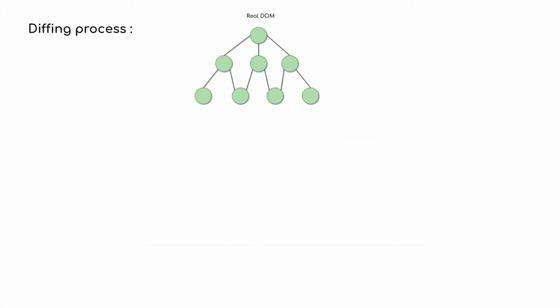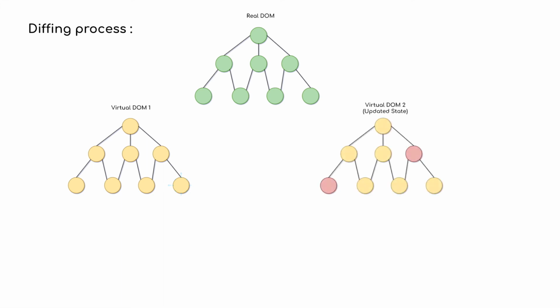In ReactJS, when the UI loads for the first time, a virtual DOM is created in memory along with the real DOM. Obviously, you know that the real DOM is representing the UI in the browser. And now when the user changes the state of the UI, a new virtual DOM gets created, which represents the updated node. Here in this case, red nodes are denoting the updated UI state.